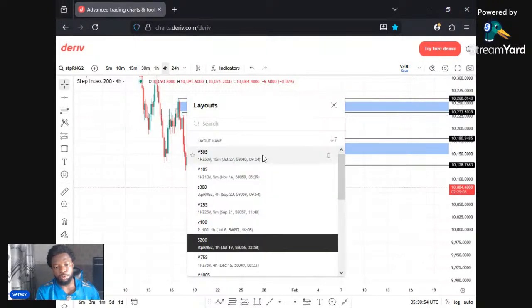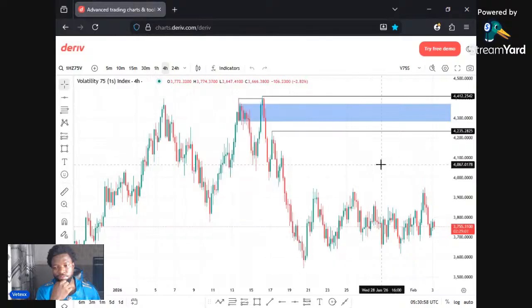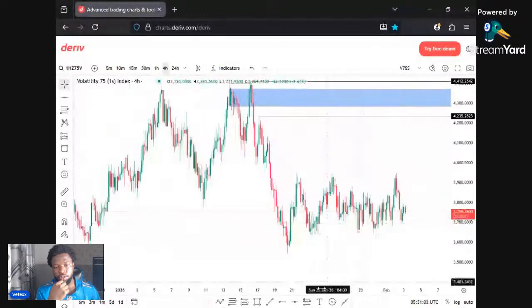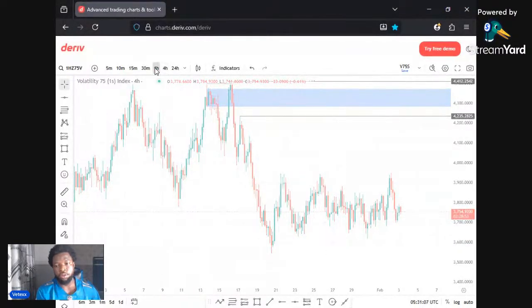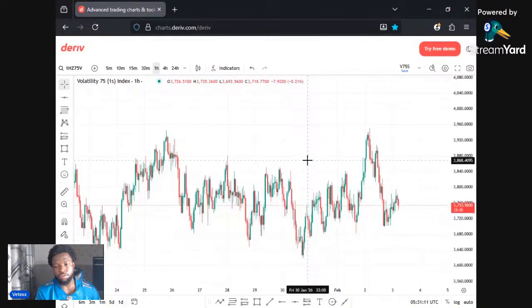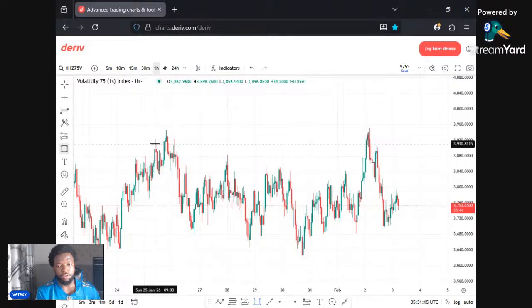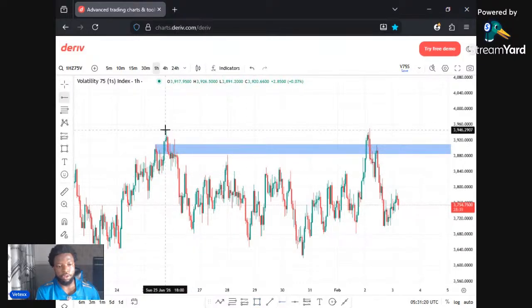Let's check the next pair, which is V75 1S. V75 1S has been bearish on the 4 hour, sorry, on the 1 hour. So this is where price is selling from in the 1 hour. We have a point of interest here, which is this. The price is selling from somewhere here because this is our protected high. This is our first break of structure.